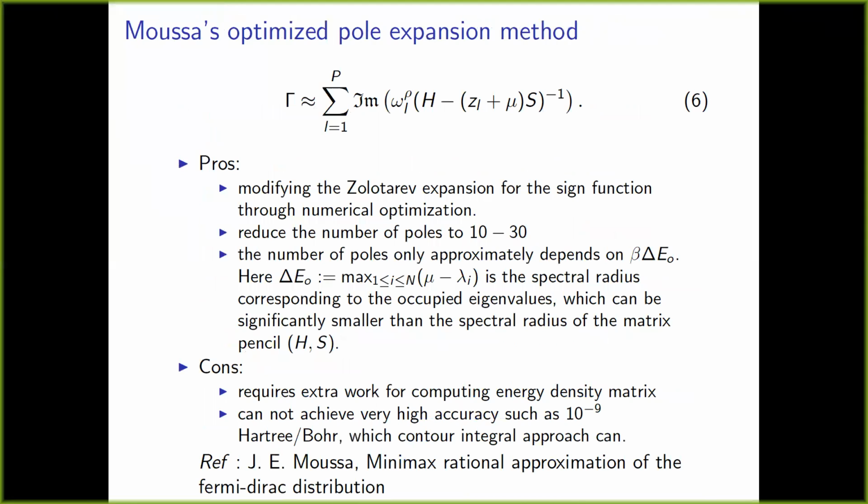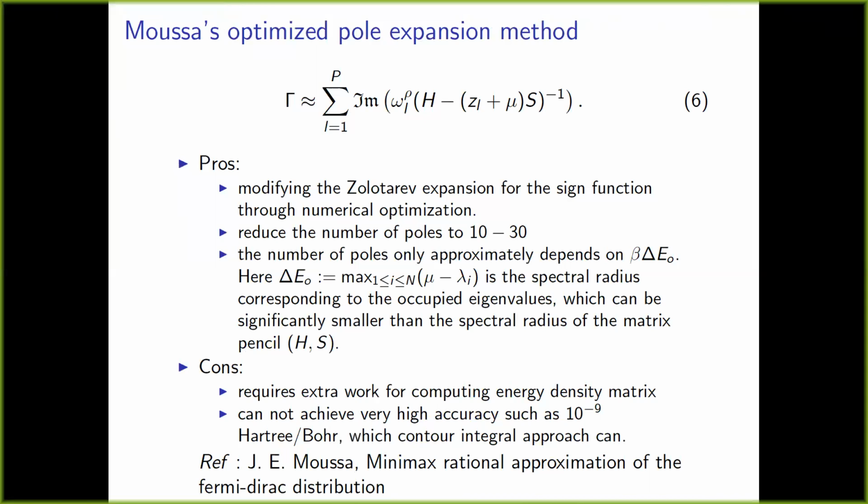Recently, there is some work by Moussa, who has proposed an optimized pole expansion method to expand, using Zolotarev expansion, the sign function through numerical optimization. This method reduces the number of poles to 10 to 30 poles. However, there are some drawbacks in this method. First, it requires some extra work to compute the energy density matrix and the force density matrix, and it cannot achieve very high accuracy, such as 10 to the minus 9 Hartree per Bohr.